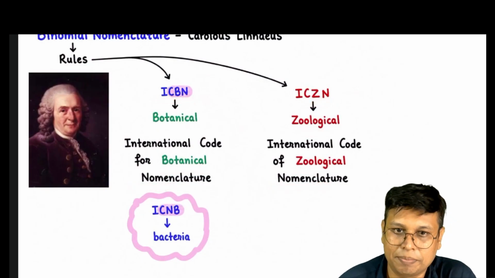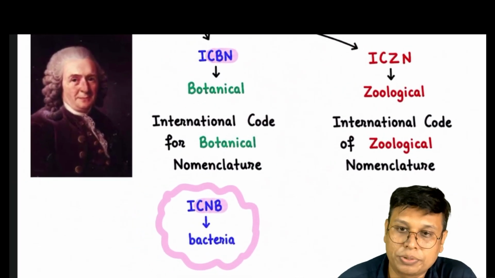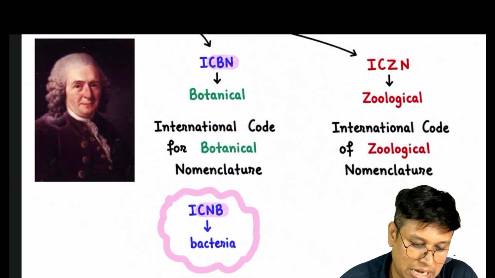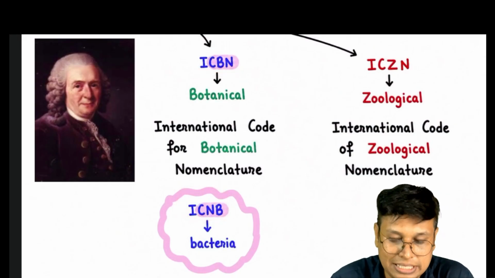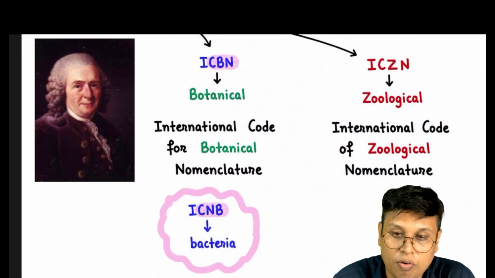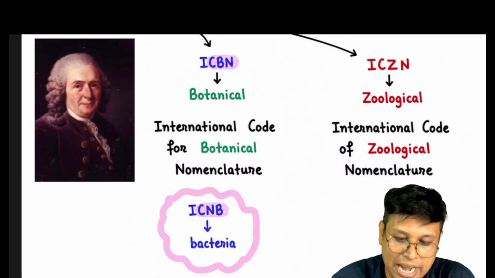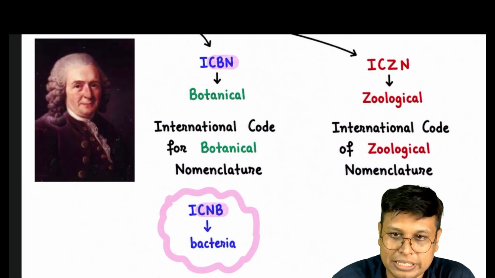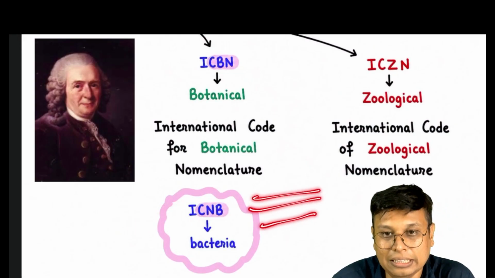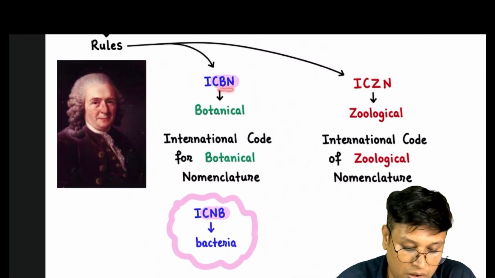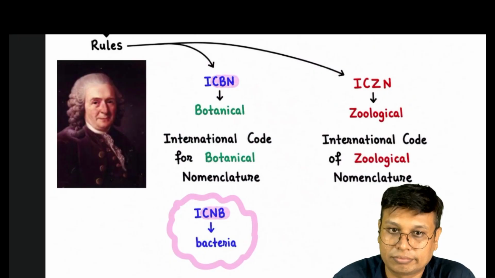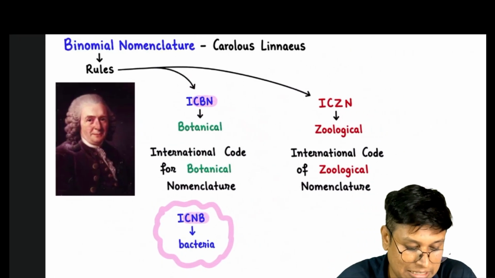Remember, this is just remembering data. Sometimes in options they confuse students. Instead of ICBN, they will place ICNB. ICNB is the International Code for Nomenclature of Bacteria. It's not present in NCERT, but it will be present in the options as a deceiving option. So pay attention, it is going to be BN, not NB. This one is Carlos Linnaeus.